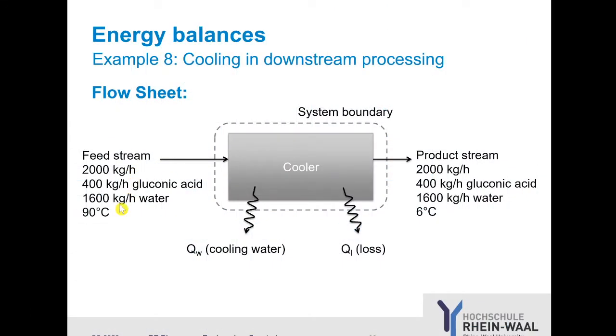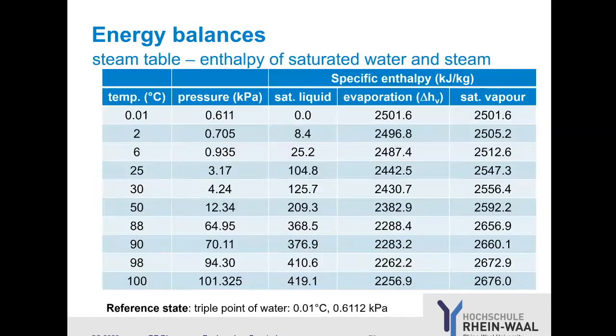The water which goes in has a temperature of 19 degrees, and the water which goes out has a temperature of 6 degrees. The same is true for gluconic acid. For water, we need specific enthalpies at 90 degrees, at 6 degrees, at 2 degrees for our chilled water, and 50 degrees for our cooling water. This is just something we look up in the steam table. We have 2 degrees, and we take the specific enthalpy, then 6 degrees, 50 degrees, and 90 degrees.